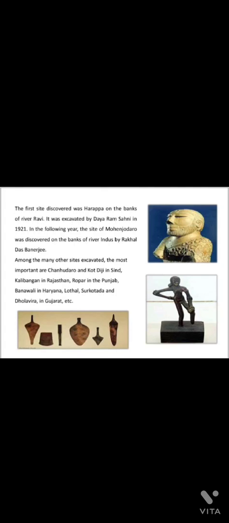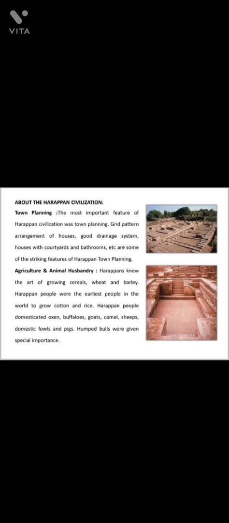The first discovered site of this civilization was Harappa. It was discovered in the year 1921 on the banks of river Ravi by Dayaram Sahni. In the following year, another site, Mohenjo-daro, was discovered on the banks of river Indus by Rakhal Das Banerjee. Since then, several important sites of this civilization had been discovered. Now, let us discuss the different features of the Harappan civilization.